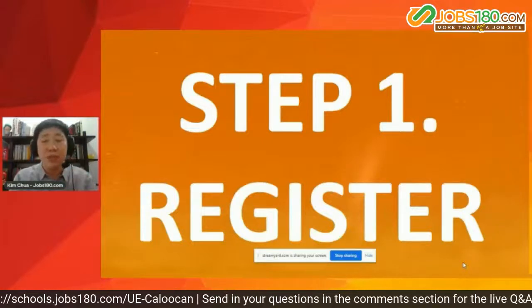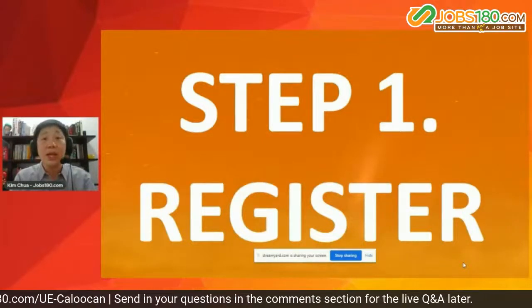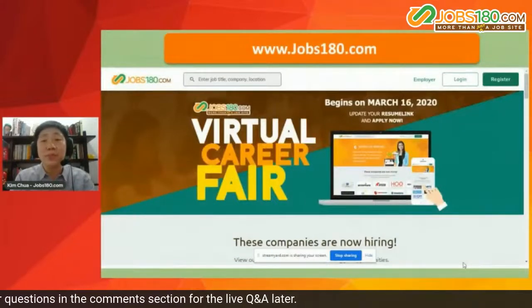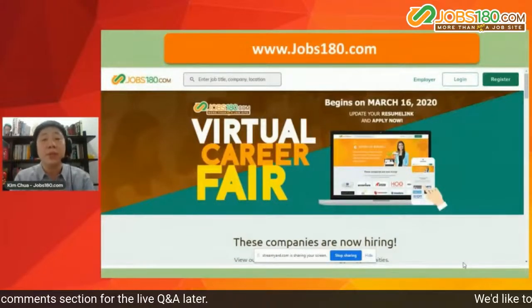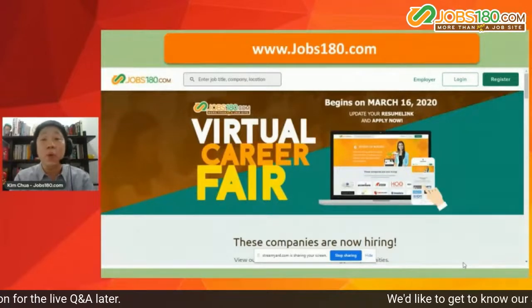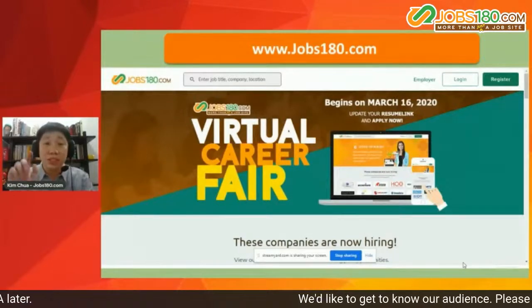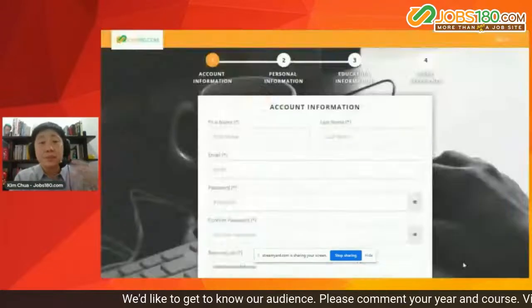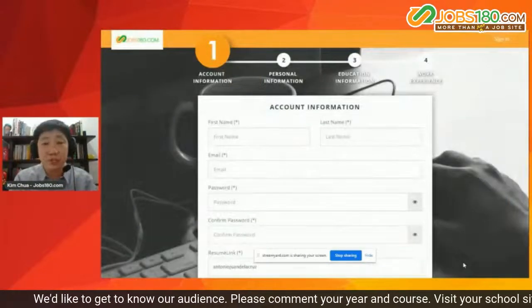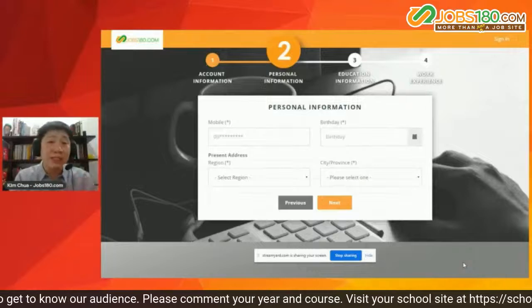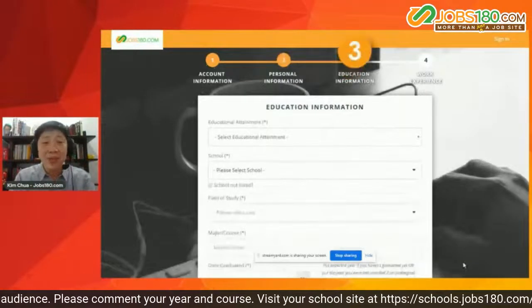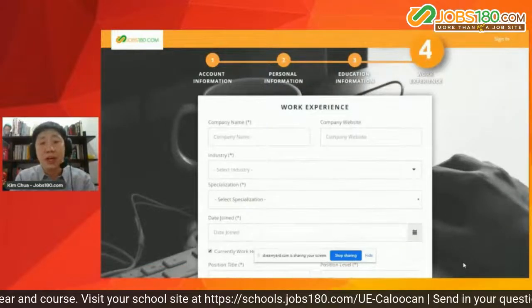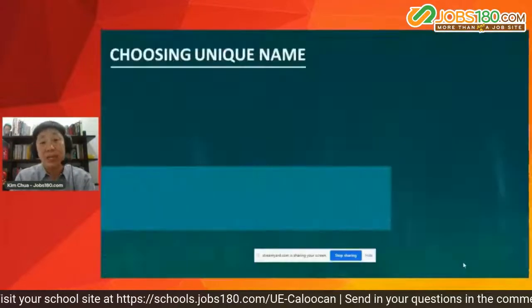First step is you have to register. Absolutely no fee. It is free. How do you register? You go to the website of jobs180.com, that's www.jobs180.com, and register on the upper right side of your screen. As you do that, you have to put in the basic information. You already know what information that is, so I won't go through them one by one. As you create your account, you have to use a valid email.